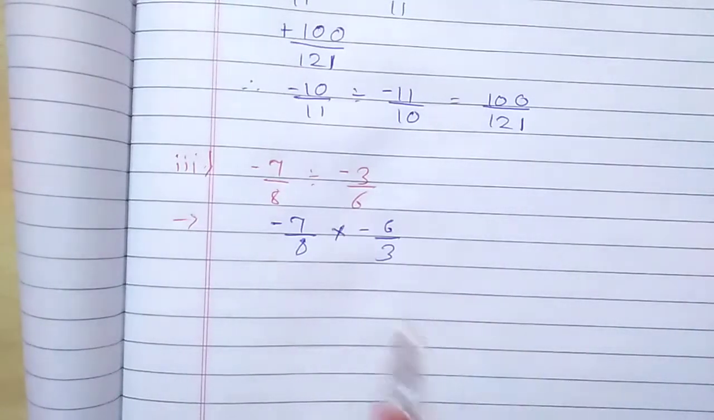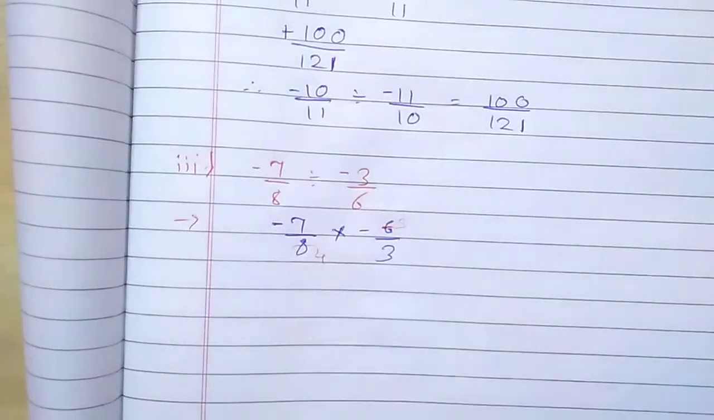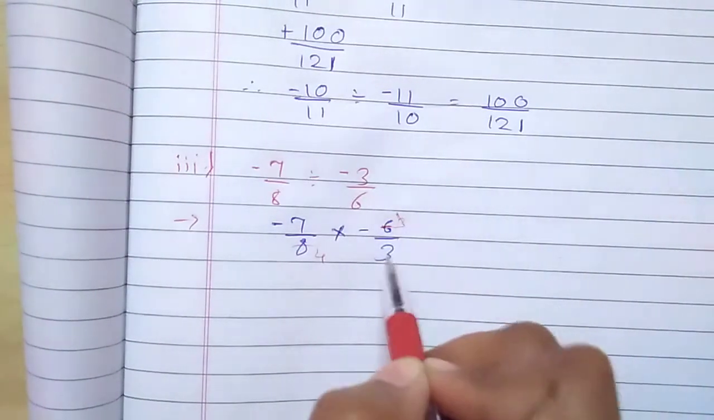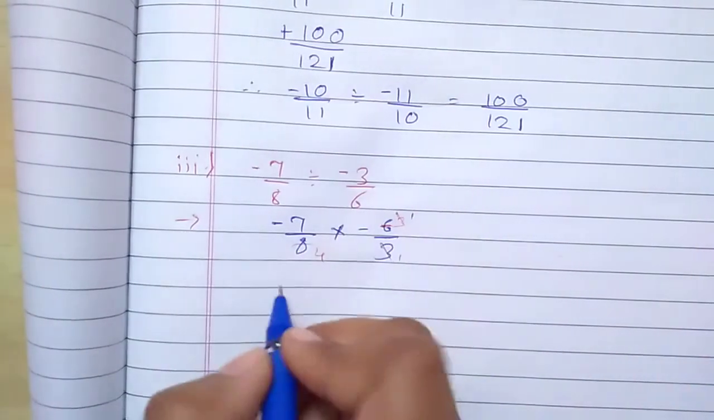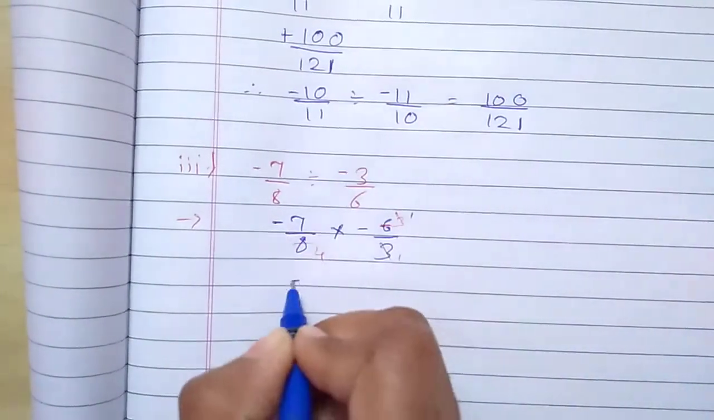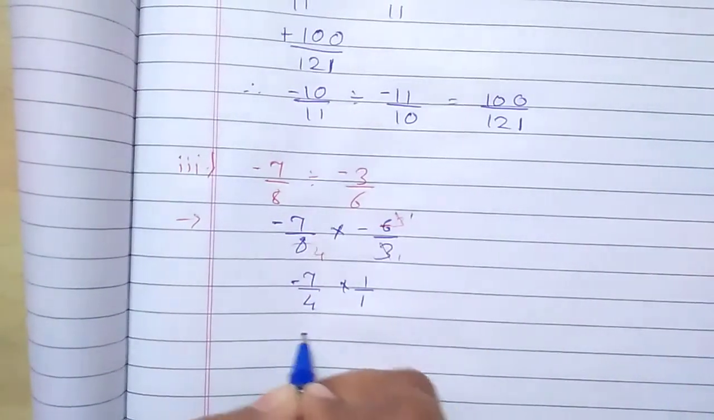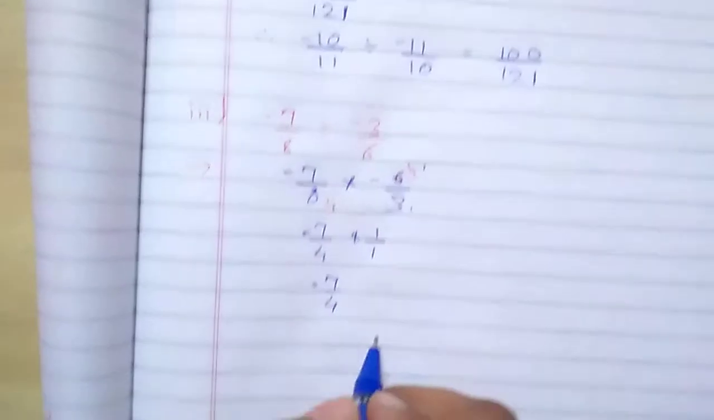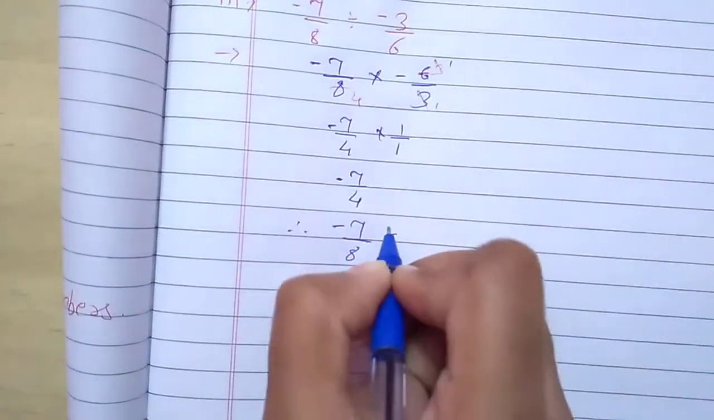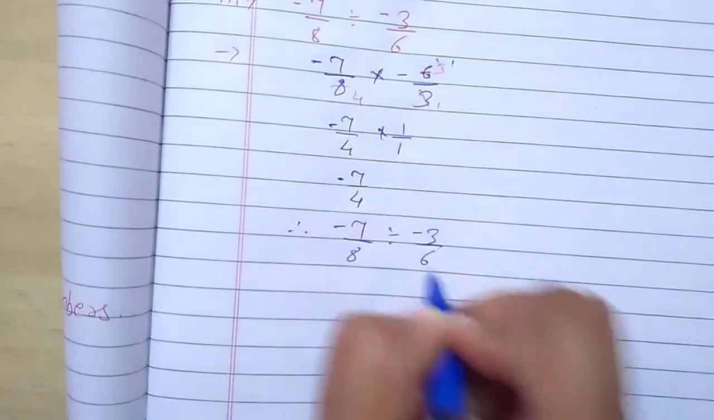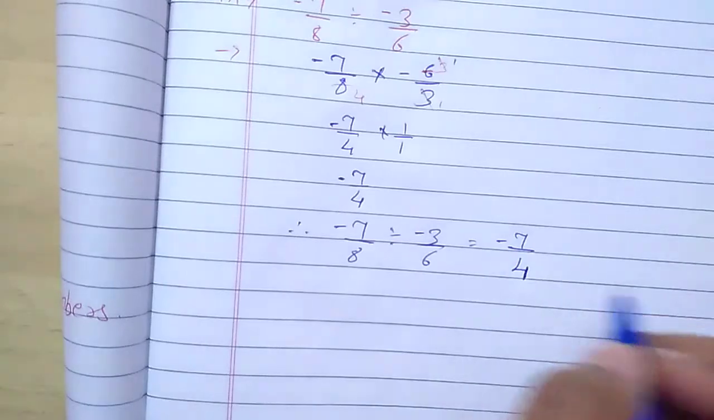Now see here, what will cancel what? 2 3s are 6, 2 4s are 8, again here 3 will cancel. 1s are 1s are. Minus 7 upon 4 into 1 upon 1. Answer will be minus 7 upon 4. Write here again: minus 7 upon 8 divided by minus 3 upon 6 is equal to minus 7 upon 4.